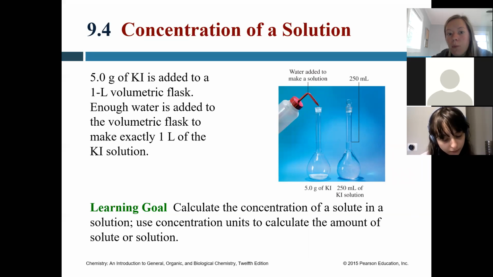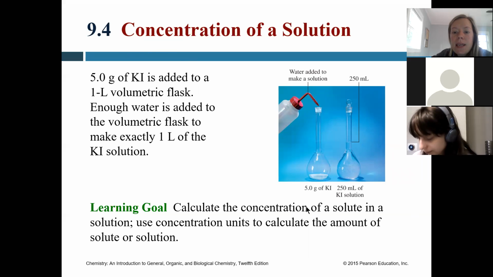Maybe you put a little more KI in than your neighbor did, right? So you have to specify how much of this KI is dissolved in a certain amount of the water or the solvent. That's known as a concentration. A concentration tells you how much solute is in versus the solvent. Over here, they're making a concentration of 5 grams of KI added to 1 liter of the volume.